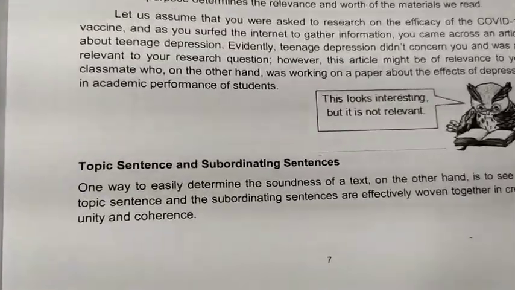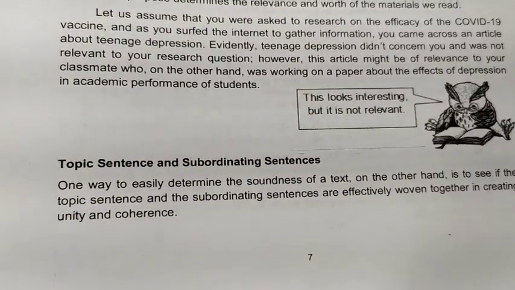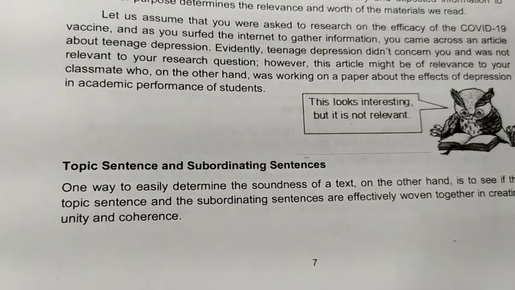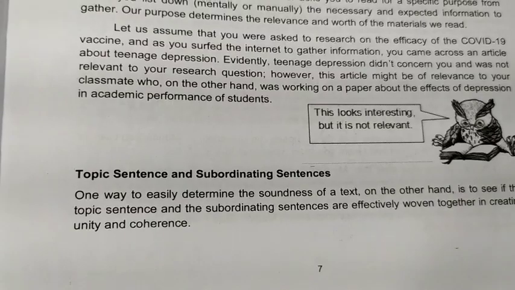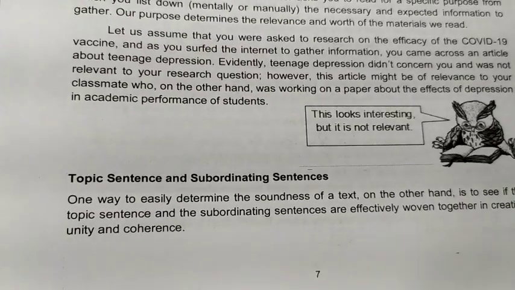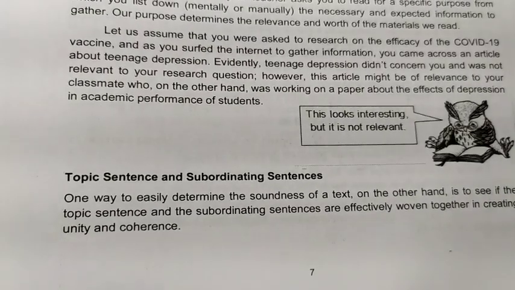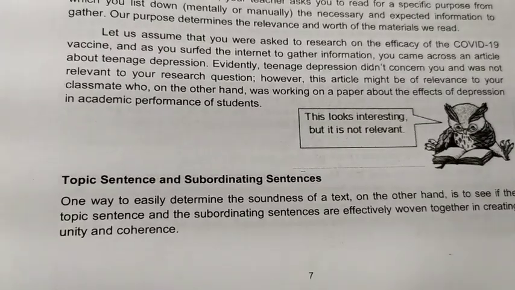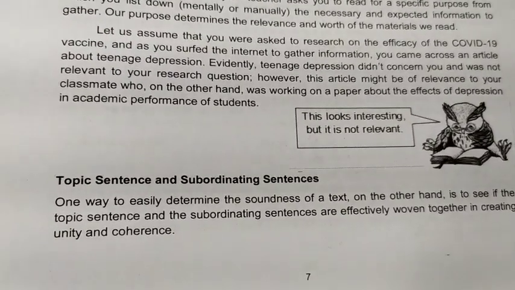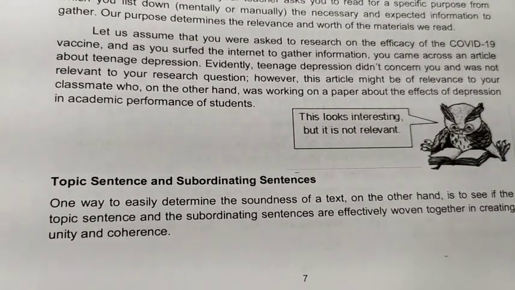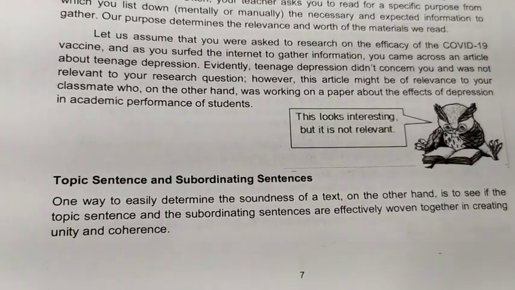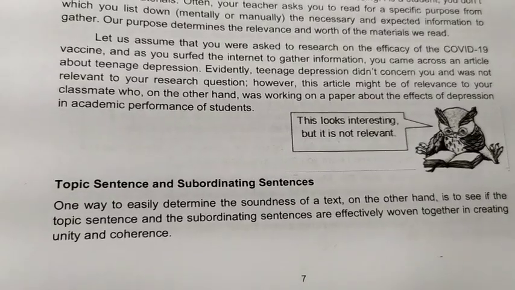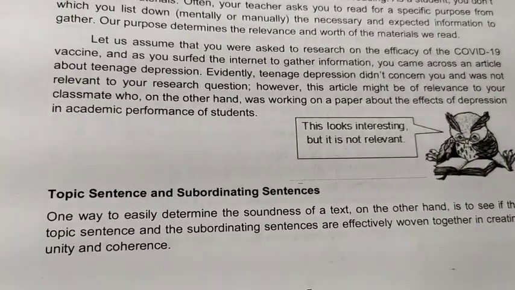So when you see the topic sentence, it's the main sentence which will be the summary of all. But when you see subordinating sentences, these are the remaining sentences which will support the topic sentence. So one way to easily determine the soundness of a text, on the other hand, is to see if the topic sentence and the subordinating sentences are effectively woven together in creating unity and coherence.